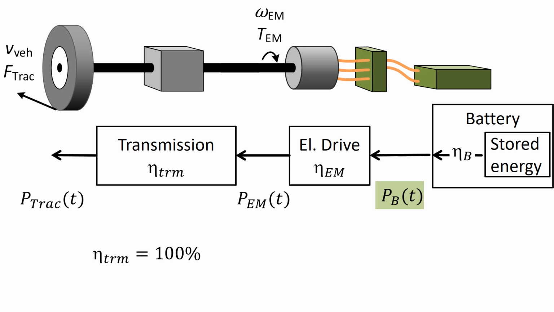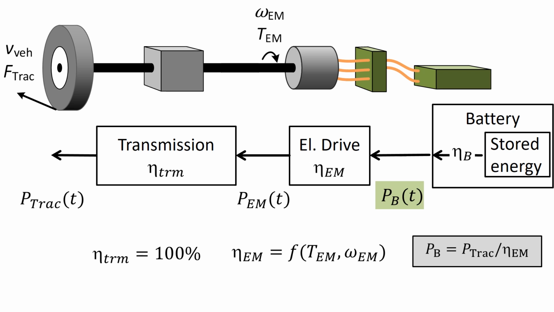In our models we have assumed the transmission efficiency to be 100%, and we have a model defining the efficiency of the electric drive system as function of the torque and shaft speed of the electric machines. We can then calculate the battery power as the traction power divided by the electric drive efficiency.